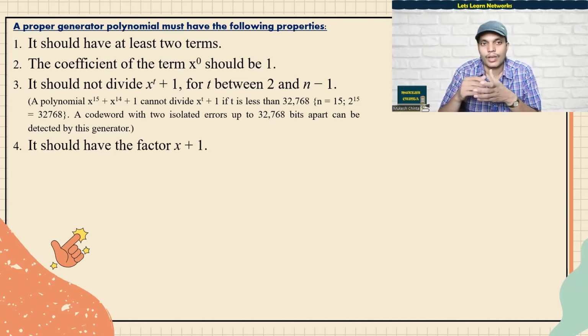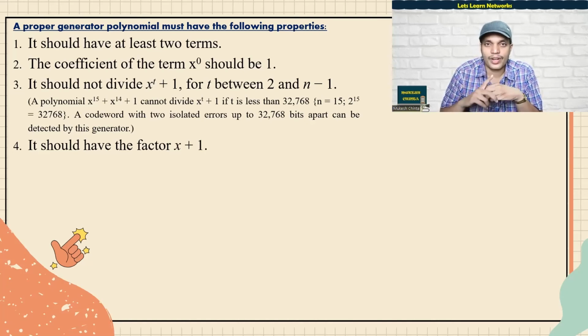Yes, there are. The first thing is your generator polynomial must have at least 2 terms. The second most important thing is the coefficient of x power 0 must always be 1. That means for any generator polynomial you select, there should always be a +1 at the end. Why am I saying +1? Because the 1 stands for the coefficient of x power 0 being 1.